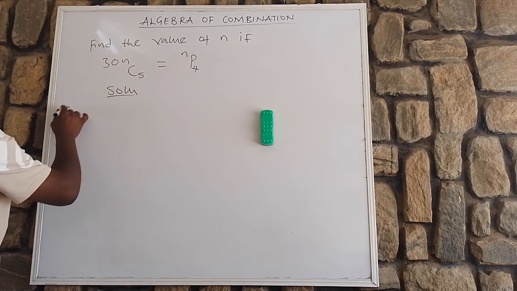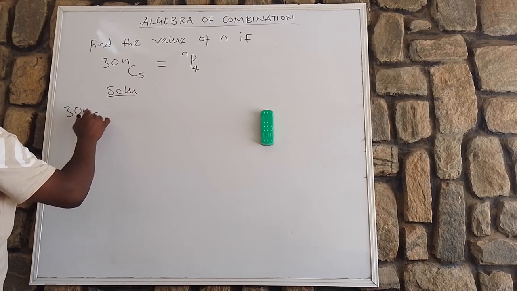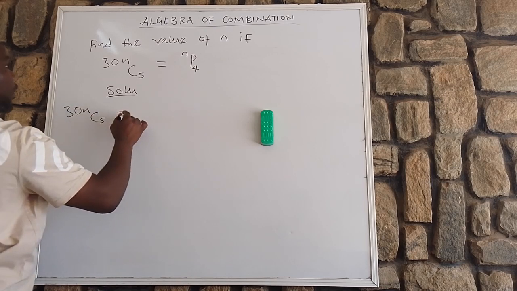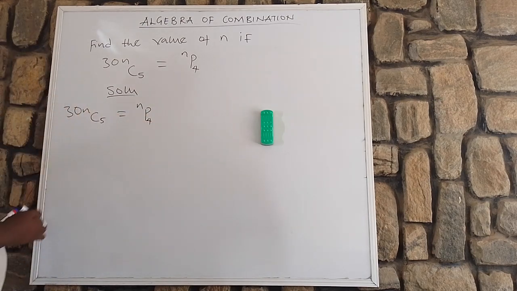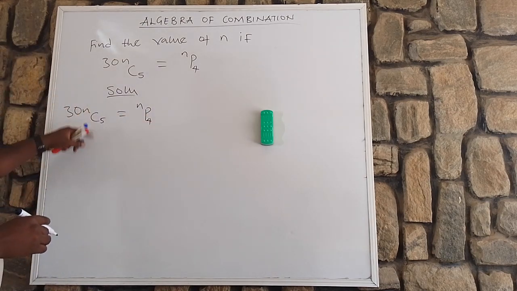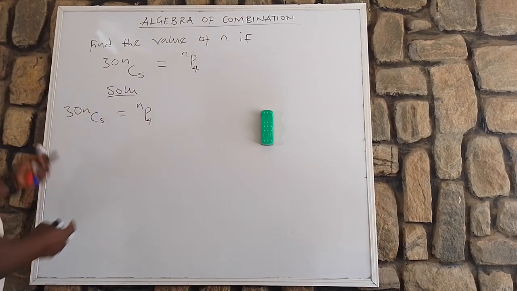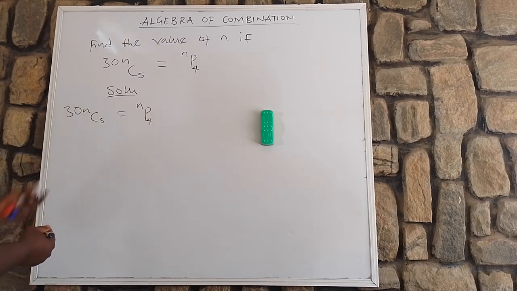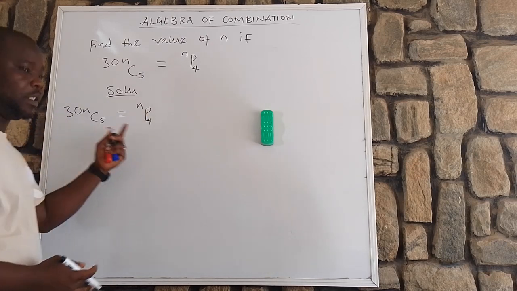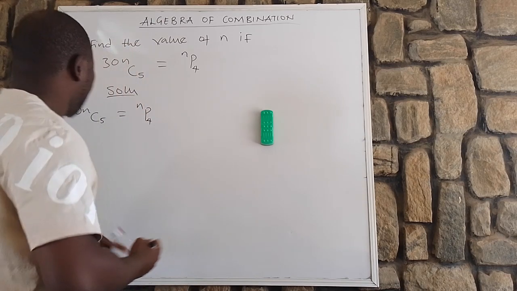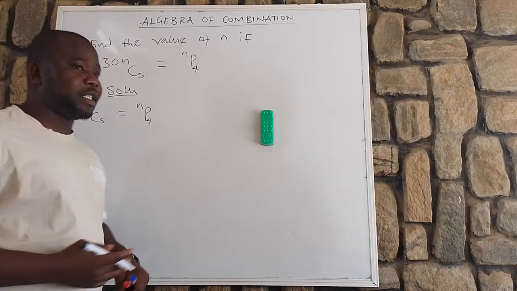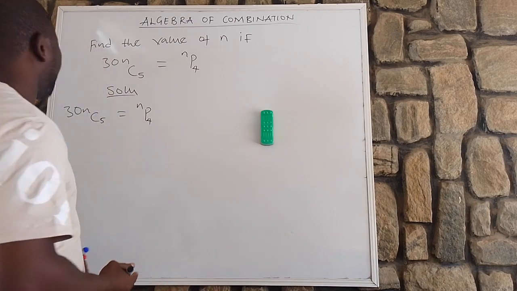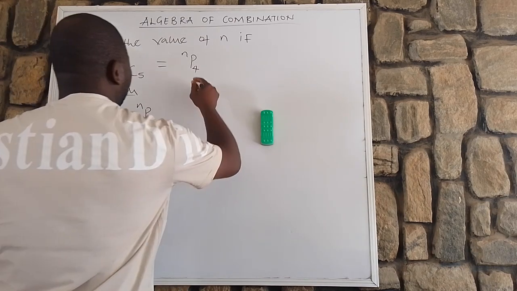Solution: 30 times n combination 5 equals n permutation 4. Let's define the combination mathematically. Look at this question. It involves both combination and permutation, true or false. The left hand side involves combination, while the right hand side involves what? Permutation. Okay, let's define combination.